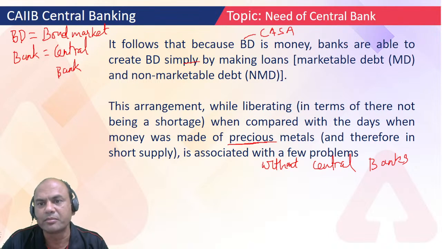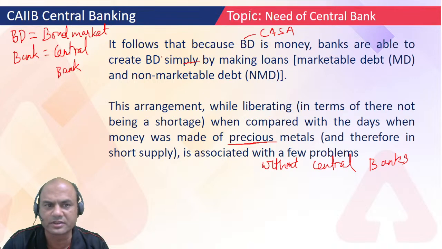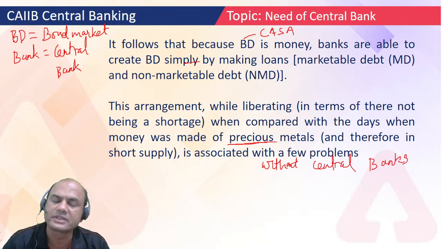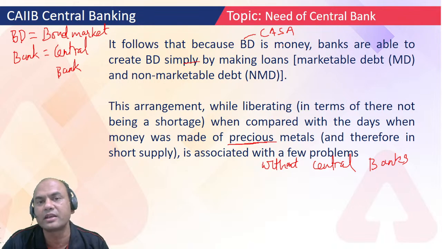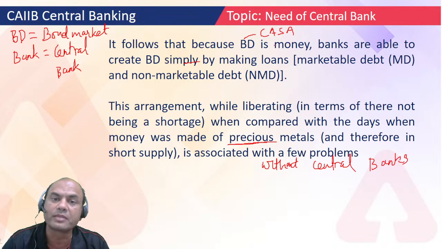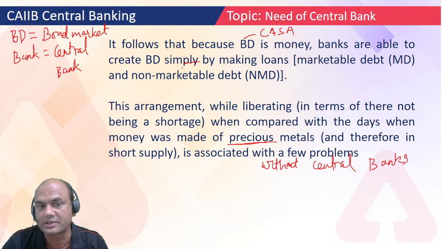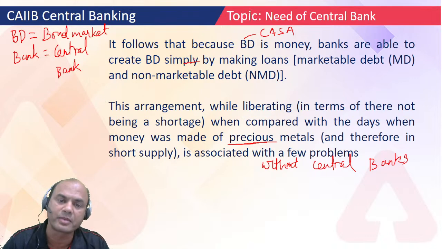Because CASA is money, banks are able to create the bank deposits or this basically bond market also, simply by making loans, marketable debt and non-marketable. So basically when a bank has CASA, it helps the economy to develop and move the money through the banking system. Because of this CASA mainly, banks are able to develop the bond markets. Banks are able to purchase the bonds from RBI.